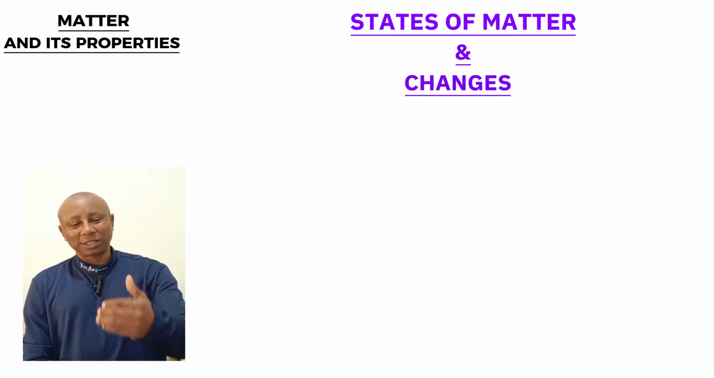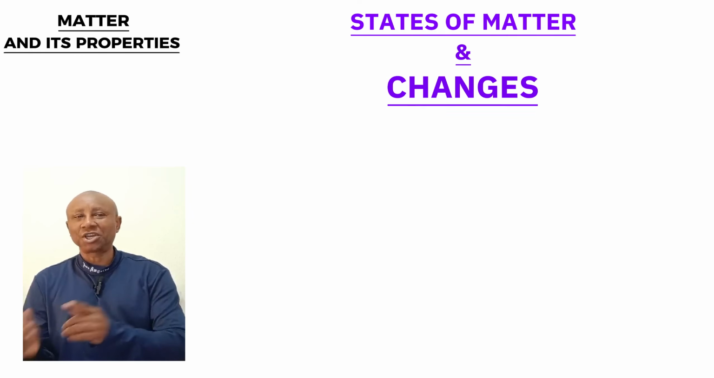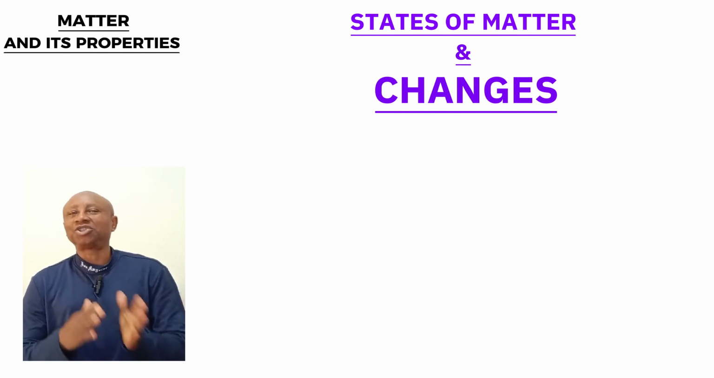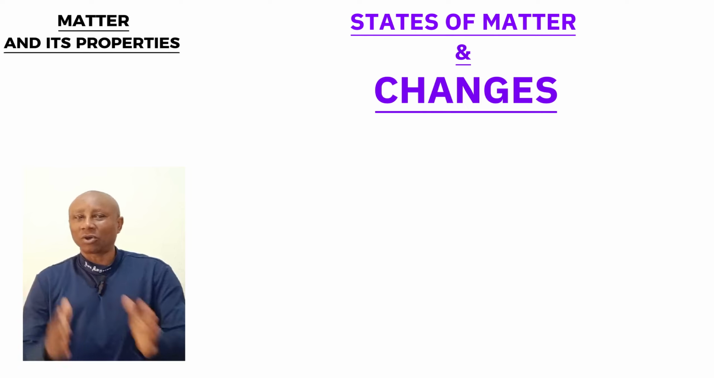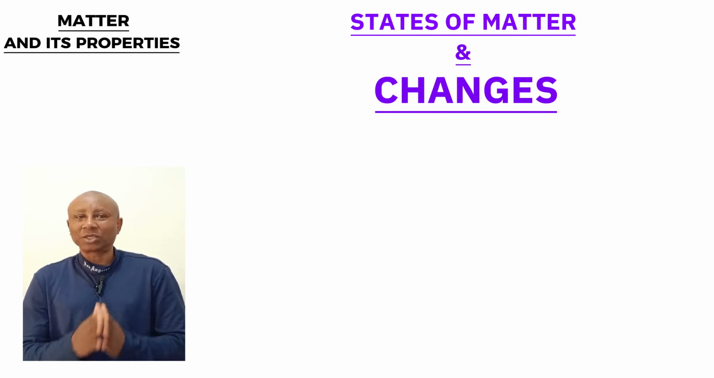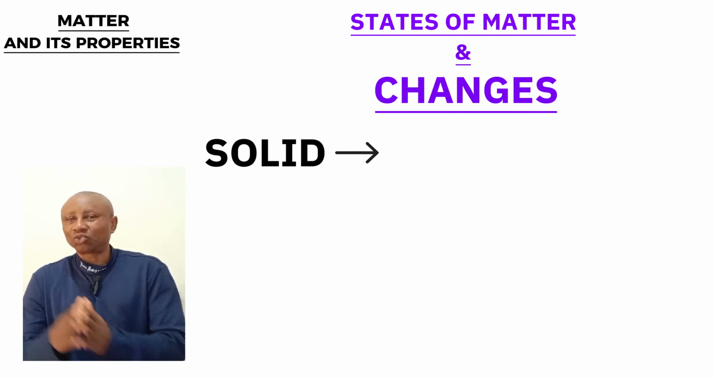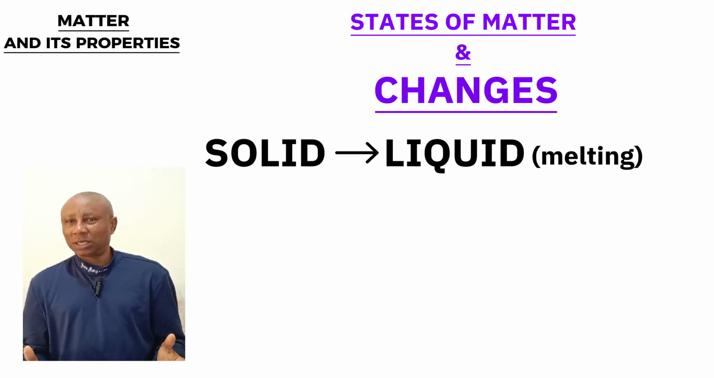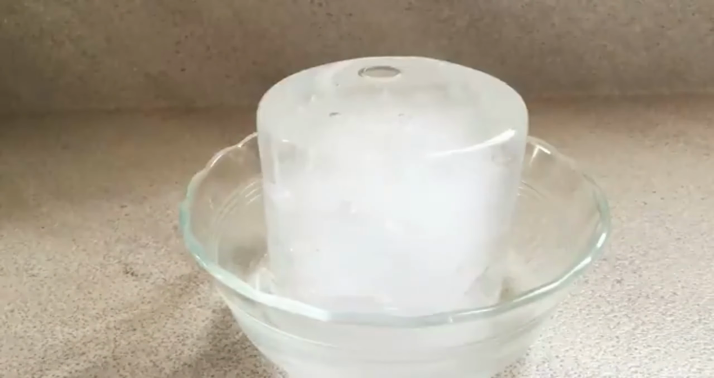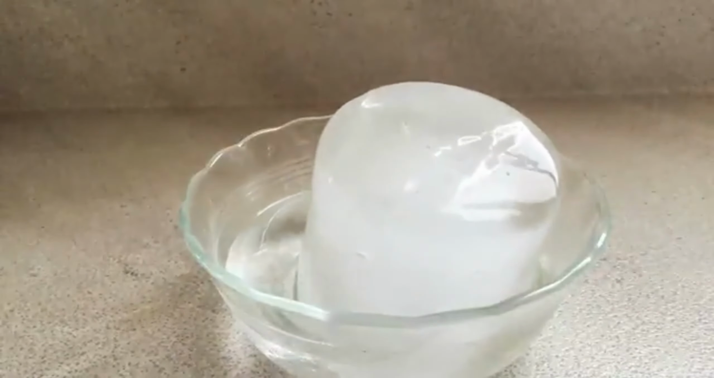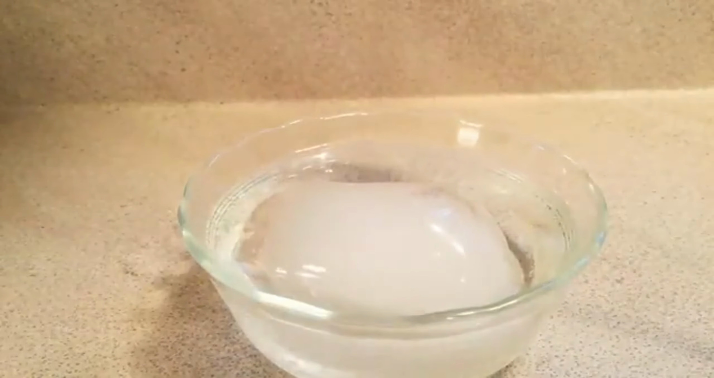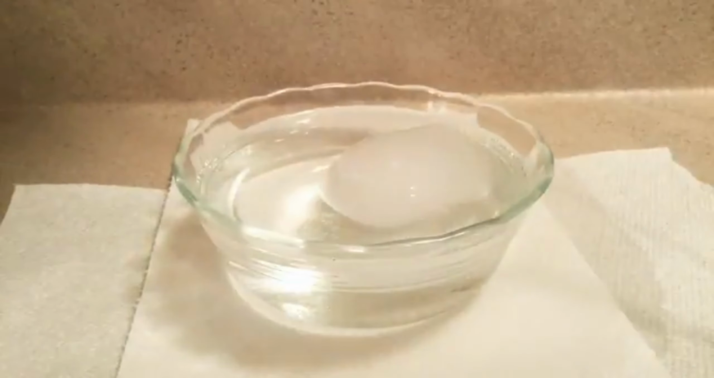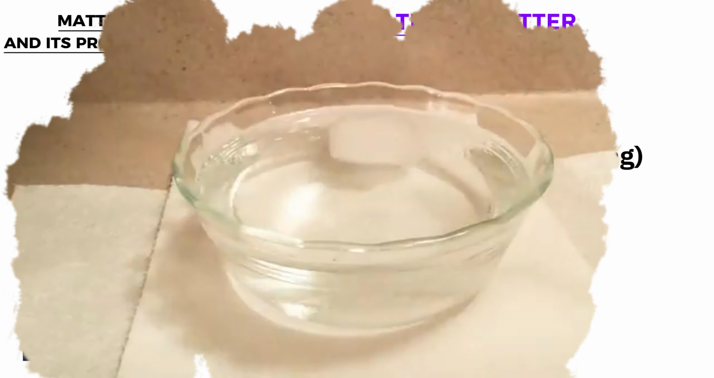Then these three states of matter can interchange. That means matter can change from one state to another. For example, a solid can change to a liquid in a process we call melting. And ice, you bring it out of the fridge and you leave it, it will melt to water. That block will turn to water. That is a change of states.